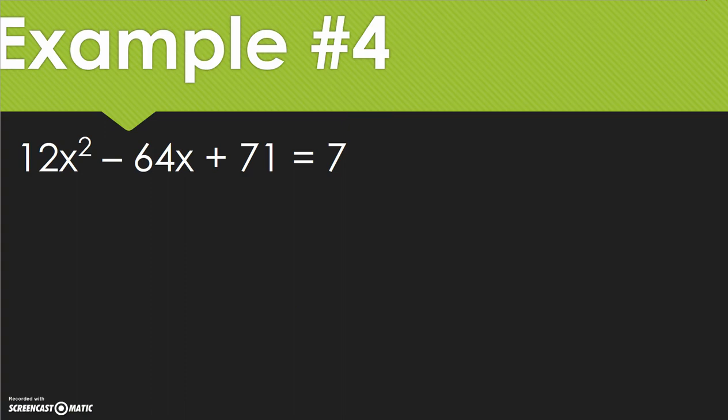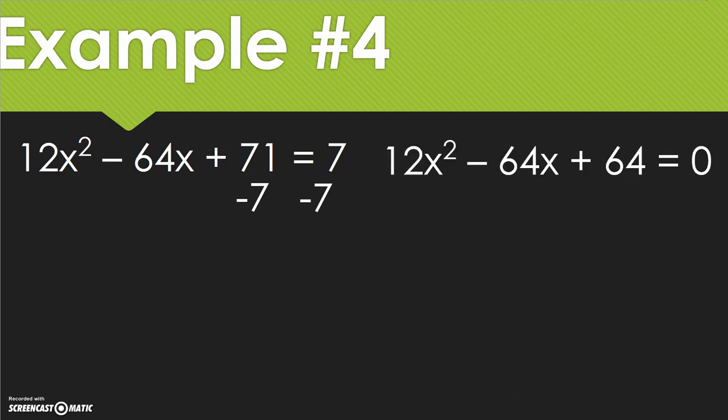Alright, let's look at another example. We have 12x squared minus 64x plus 71 equals 7. So the first thing we want to do is set it equal to 0. So we're going to subtract 7 from both sides. We'll subtract it from the 71 because that's the like term. So that gives us 12x squared minus 64x plus 64 equals 0.